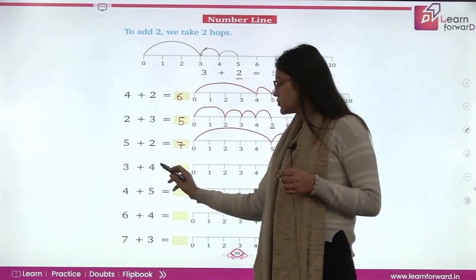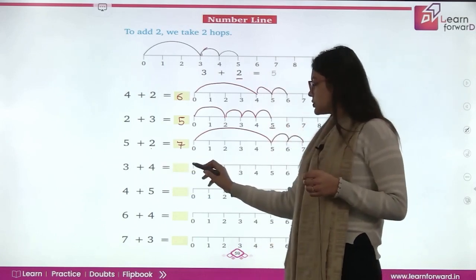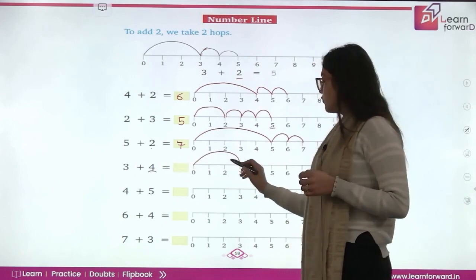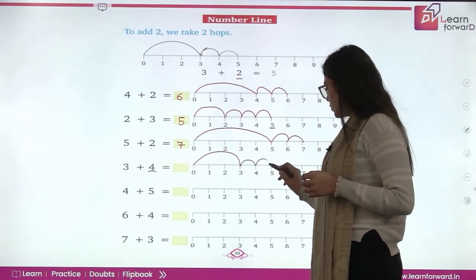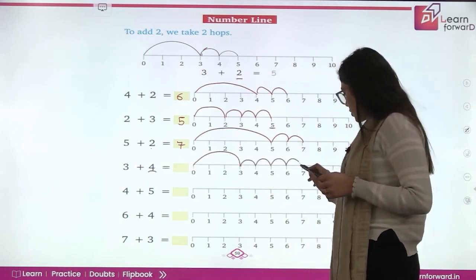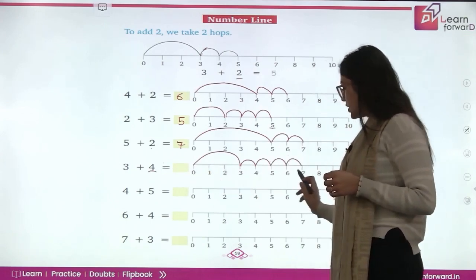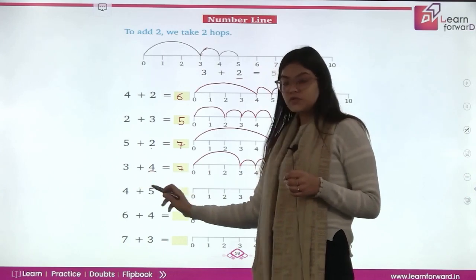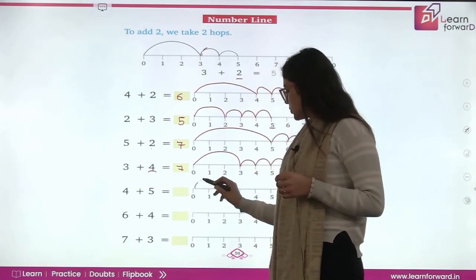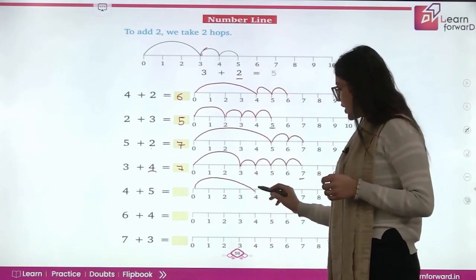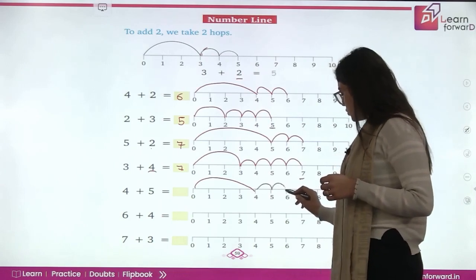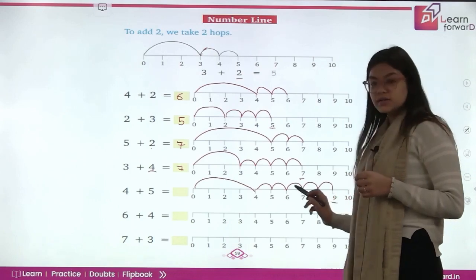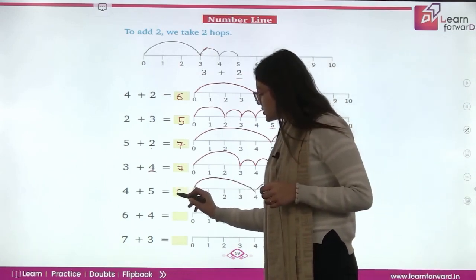Now 3 plus 4. So first we will jump to 3. Then we will take 4 hops. 1, 2, 3, 4. So 3 plus 4 is 7. Now 4 plus 5. First we will jump to 4, then we will take 5 hops. 1, 2, 3, 4, 5. So the answer is 9. 4 plus 5 is 9.